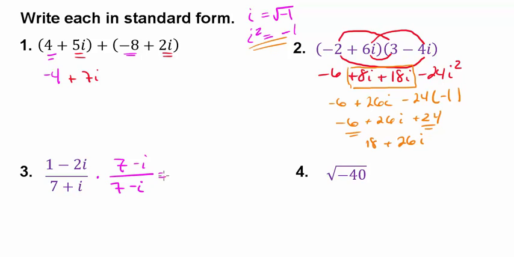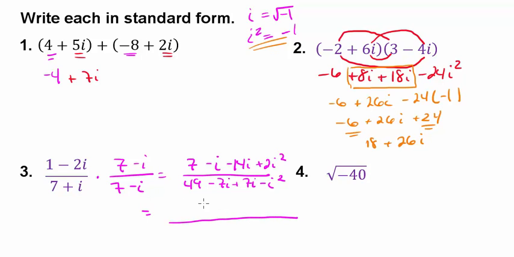So go ahead and distribute out. In the denominator, it's going to be 49 minus 7i plus 7i, and then it's going to be minus i squared. In the numerator, it will be 7, minus i, minus 14i, and then plus 2i squared. So similar to what we did in problem number 2, we must continue to simplify. I'm going to do a lot at once.